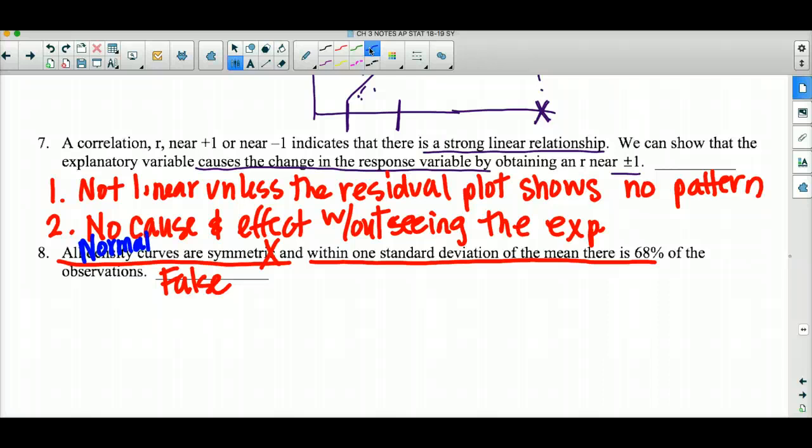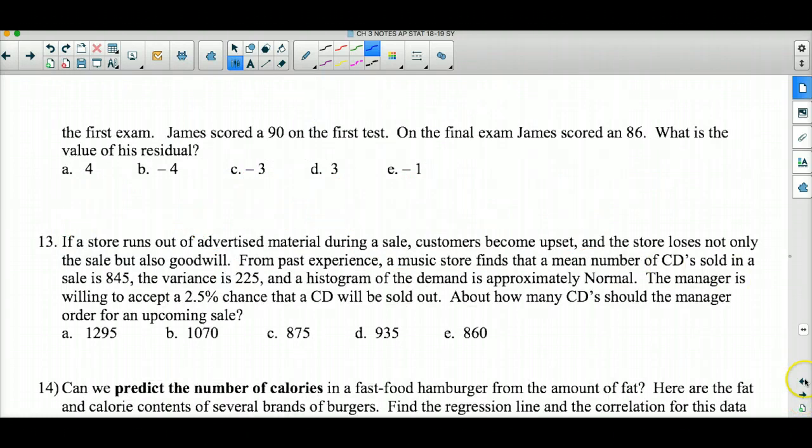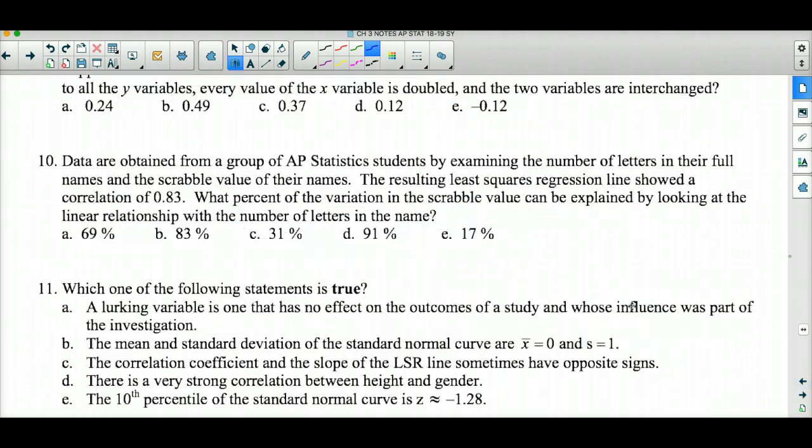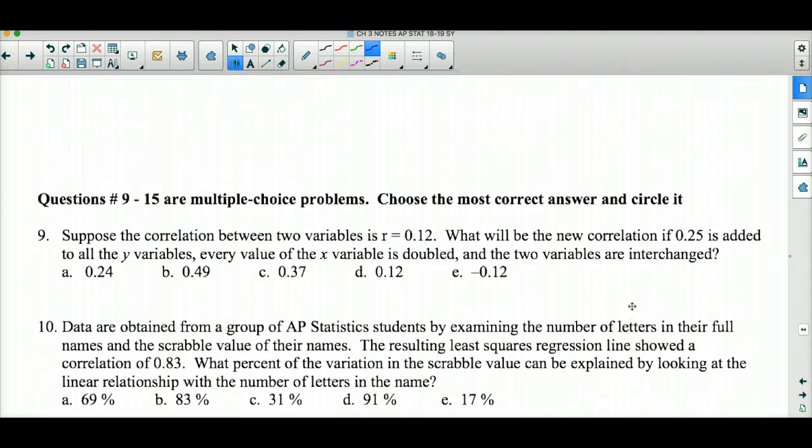A couple questions on this do go back to chapter 2, but not a lot. And then in our second review, none of them will go back. It's all chapter 3 in the next review. This is a short little review. Was that our last question there? Yes. Okay.